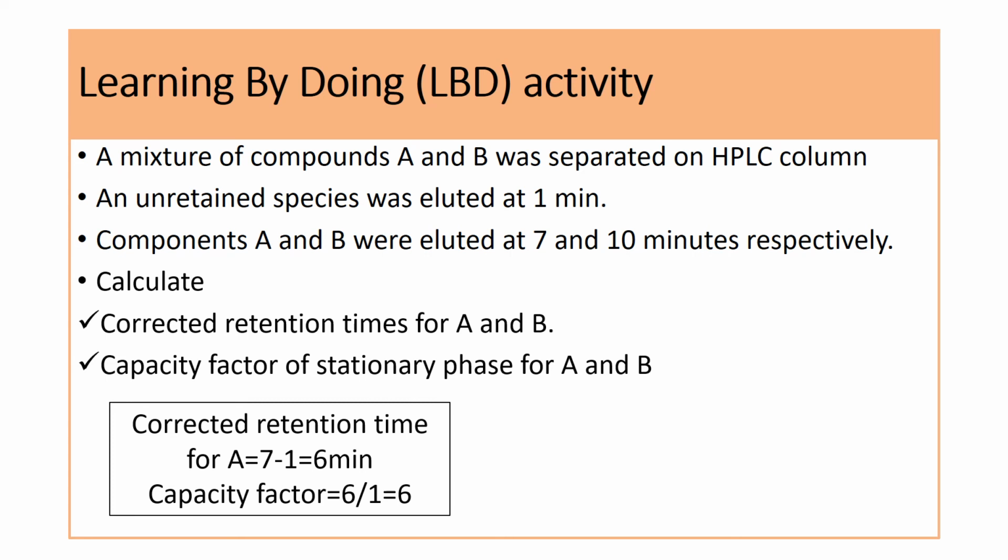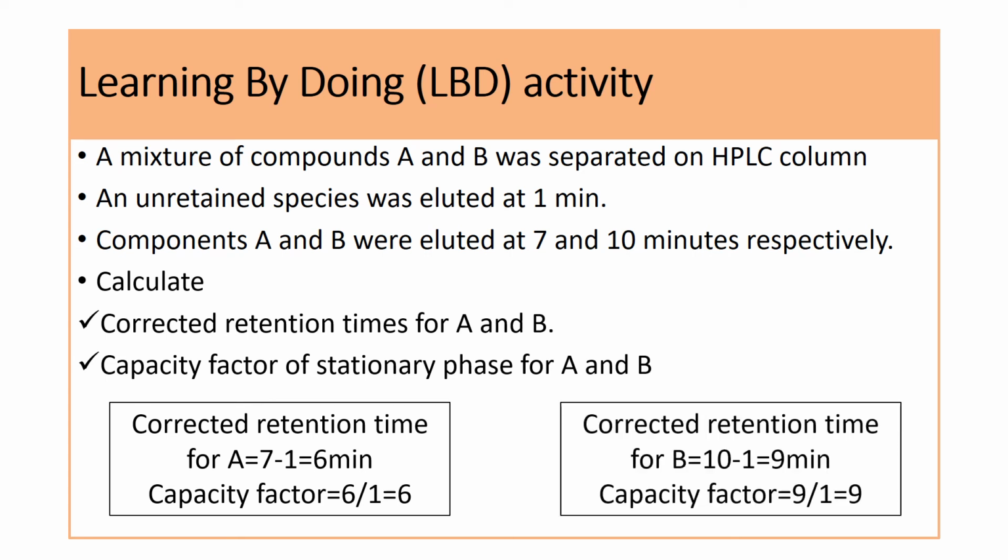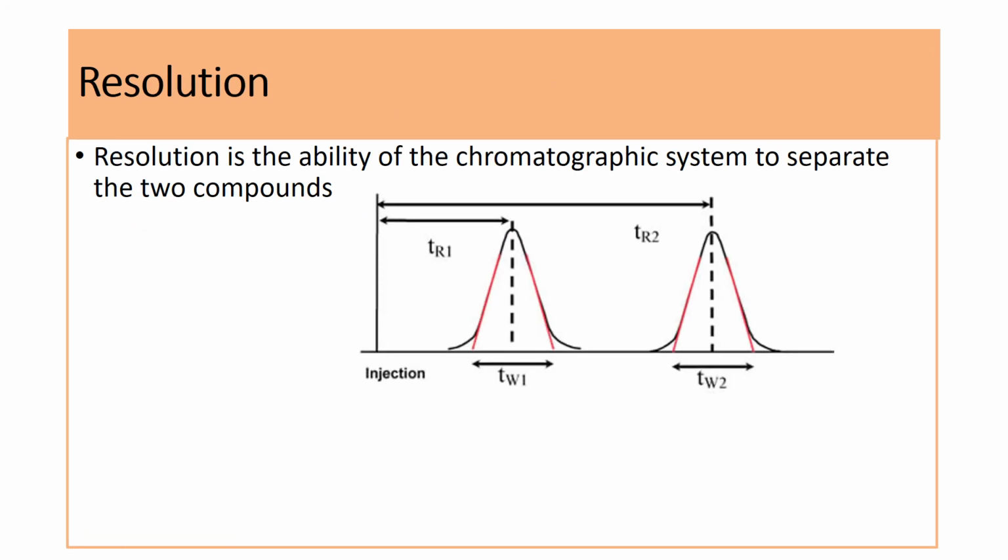So the corrected retention time for A is 7 minus 1, that is 6 minutes, and the capacity factor is 6 divided by 1, that is 6. And the corrected retention time for B is 10 minus 1, that is 9 minutes, and the capacity factor for B is 9.